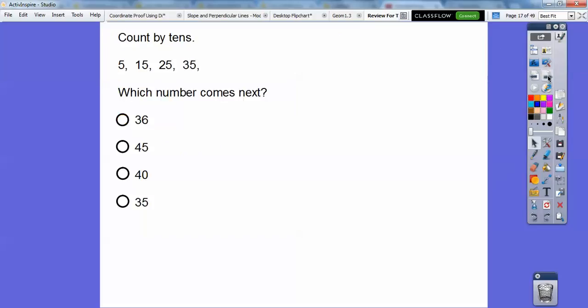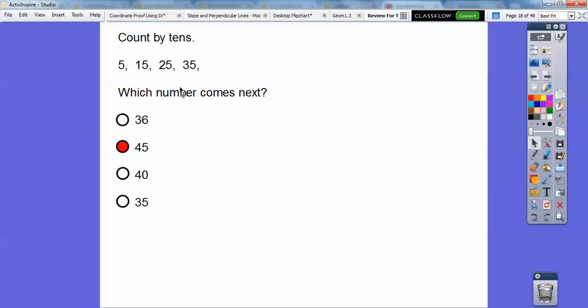Okay, so count by 10s. Okay, so 5, 15, 25, 35. Notice when we count by 10s, the units digit stays the same. It stays as 5. The tens digit increases by 1. There's an imaginary 0 right there. Plus 1, plus 1, plus 1. So if we add 1 to 30, we're going to get 40 right there. So 45 would be our next number right there. So it's going to be this one when we count by tens, okay?